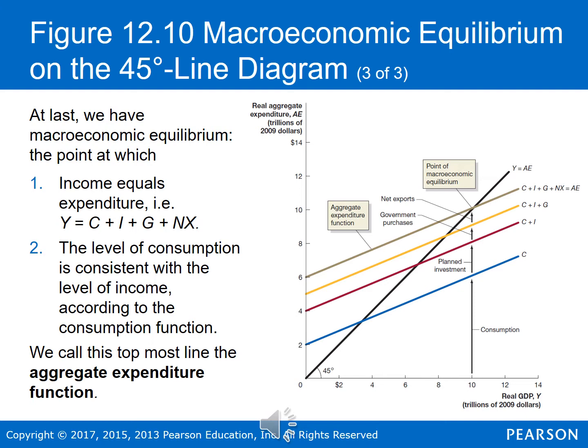So we're going to call this top line the Y equals C plus I plus G plus NX. That's going to be our aggregate expenditure function because it includes all of the components of the aggregate expenditure. And again, our equilibrium point for the entire macroeconomy is going to be where that line crosses the 45-degree line.